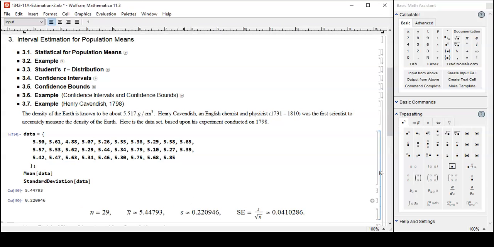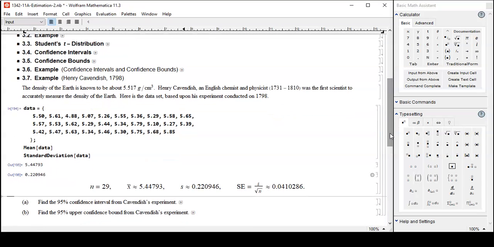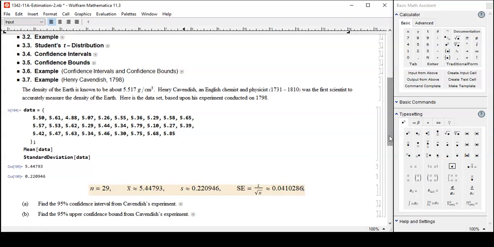29 measurements yielded the sample mean of 5.44793, approximately 5.448, and the standard deviation of 0.221, and the standard error, the standard deviation over square root of 29, the sample size, ended up with this. So we have the sample size and everything. Now let's answer the confidence interval and confidence bound problems.